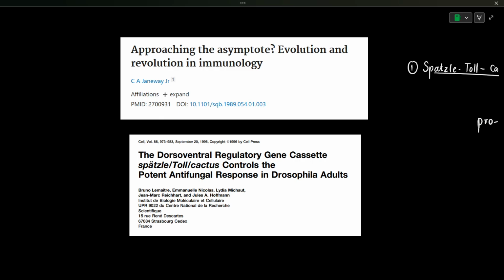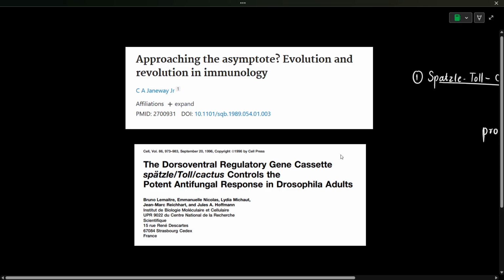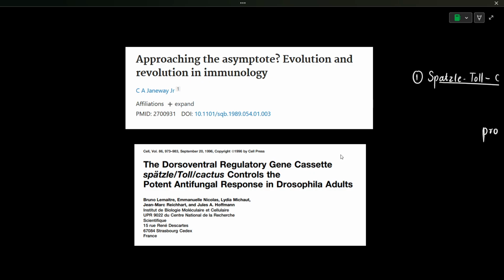gram-negative bacteria. This is how the idea of PRRs was established back in the 1990s. PRRs are also referred to as pattern recognition receptors. What are PRRs? PRRs are pattern recognition receptors, which recognize the molecular patterns, get activated, and initiate immune responses.